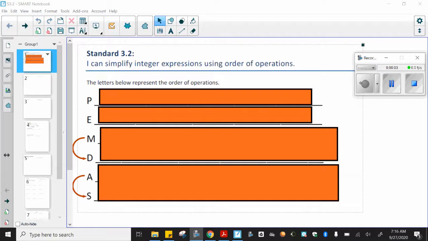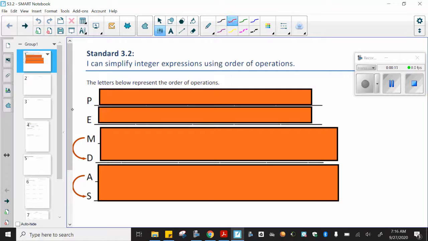Hello, standard 3.2. I can simplify integer expressions using order of operation. There are 4 steps for this. We have 1, 2, 3, and 4. All right, let's talk about these.